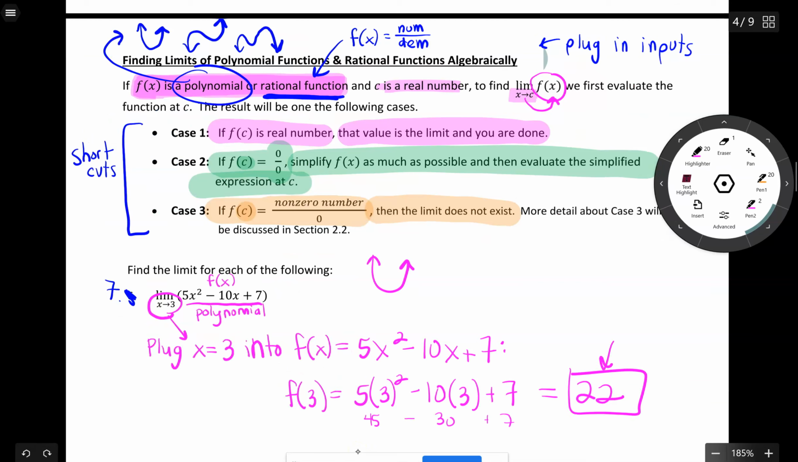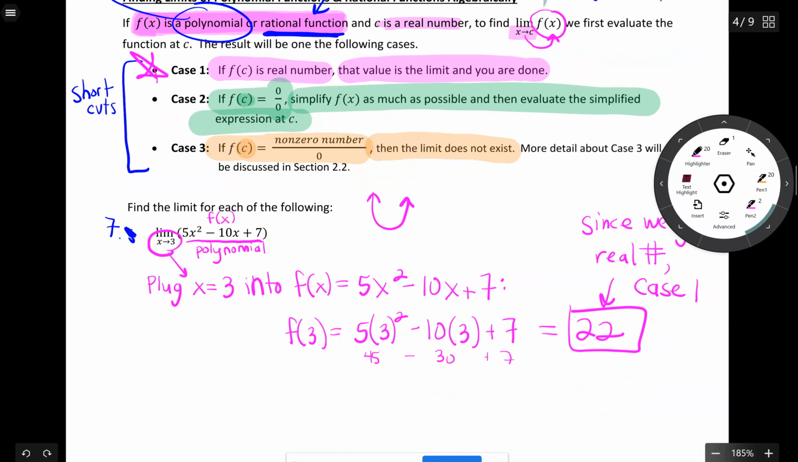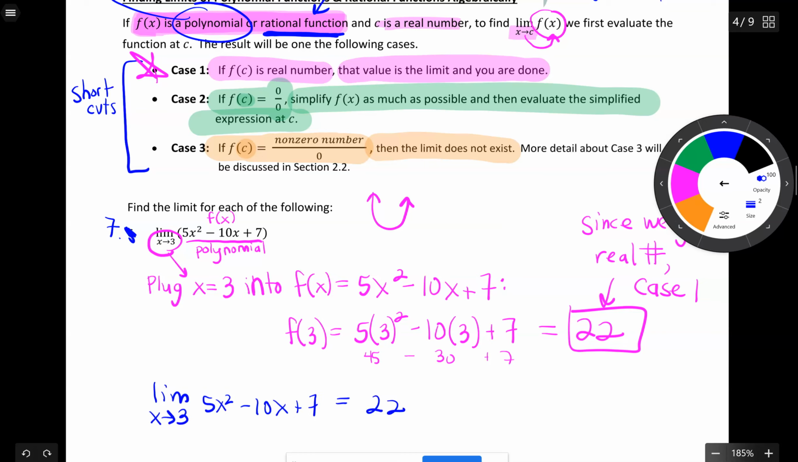Since this is a real number, that's case 1. So that's also the limit. So what I can say here is, since that's a real number, we're at case 1. So that means the limit as x approaches 3 of that polynomial is just going to be 22. That's it. We don't have to do any more work.